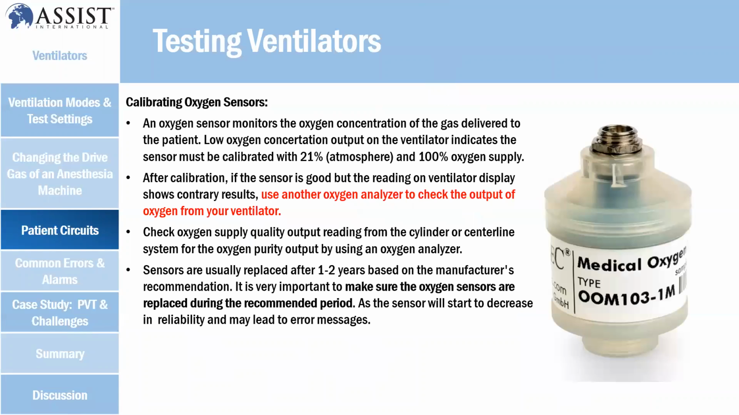And calibration of the oxygen sensor is very important. You're going to calibrate 21% atmosphere and 100% from the oxygen supply. It's good to do calibration, because sometimes the lifespan of this particular sensor is somewhere 18 months to 1 to 2 years, depending on the usage as well. Make sure you calibrate and make sure to test.